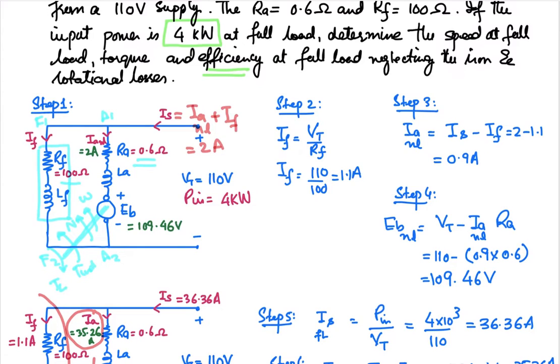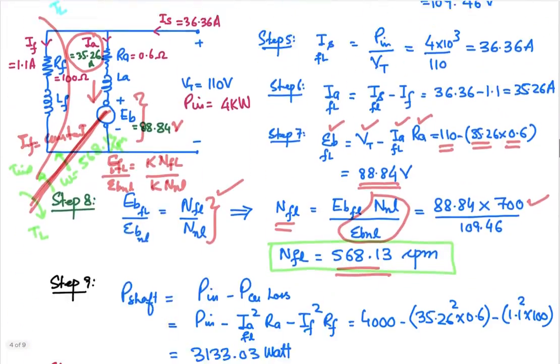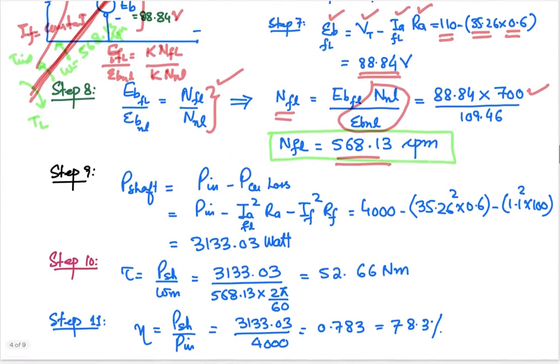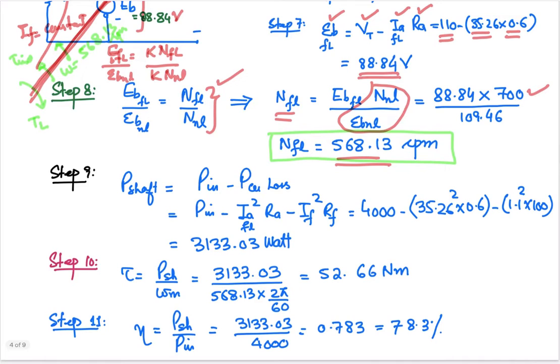Now let's calculate the losses because we are supposed to find out the efficiency. We have determined the speed at full load. This part is complete, and the next is to find out the torque and the efficiency. So coming towards the losses and to determine the torque, the load torque.